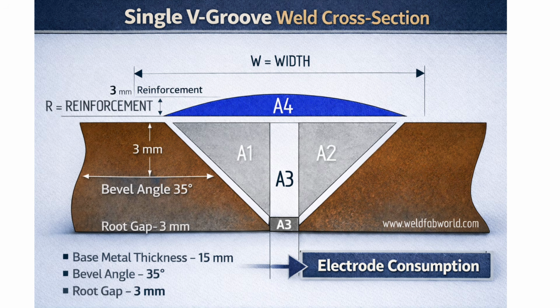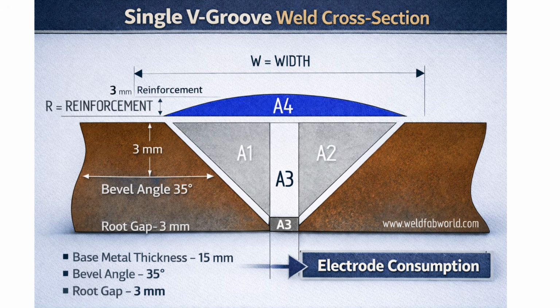Suppose you have a single V-groove weld with these dimensions: base metal thickness 15 mm, bevel angle 35 degrees, root gap 3 mm, reinforcement 3 mm, weld length 1000 mm, density 7.85 grams per cubic centimeter.